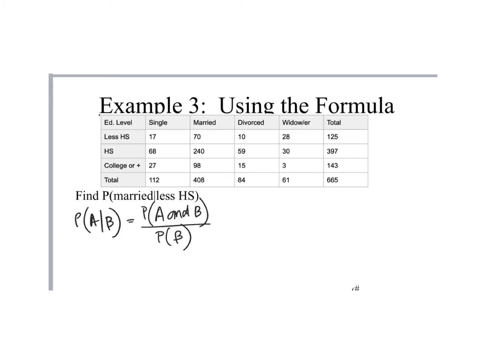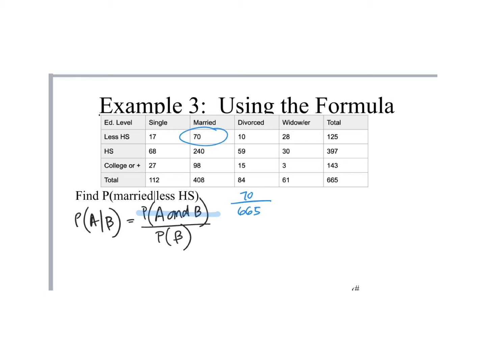Okay, so now we're going to calculate the same thing, but we're going to utilize the formula. Okay, so here's the formula. Let's start in the numerator, where we calculate the probability of A and B. Event A is married, event B is less than a high school degree. So what's the probability of someone being married and having less than a high school degree? We look for that in the table. Here's 70 right here, married and less than a high school. If we were just looking at the numerator, we would go 70 over the total, 665.